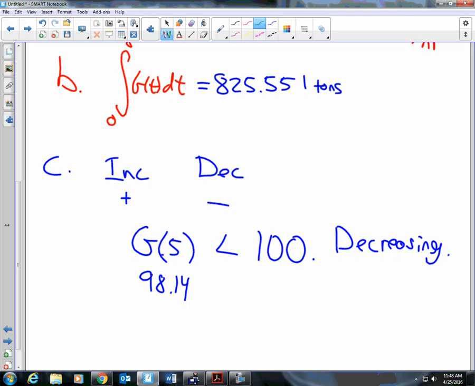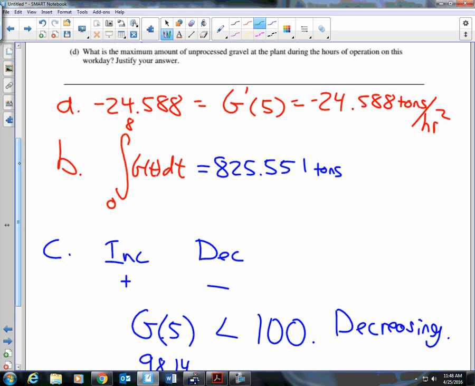Let's go over some of the scoring so far, and then we can do part D. Part D is a little bit more challenging.